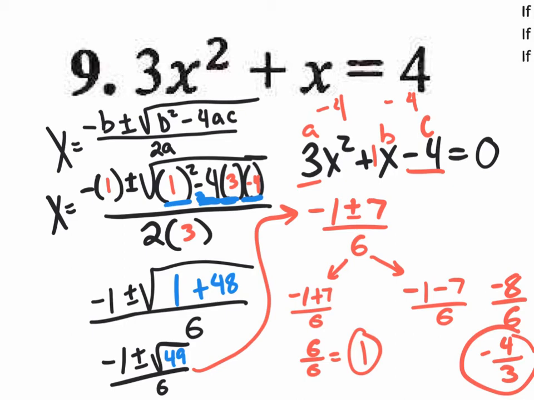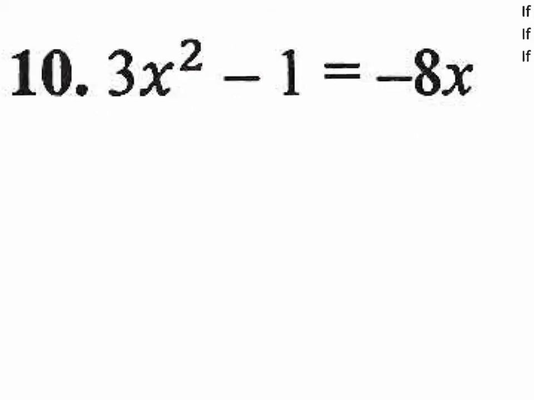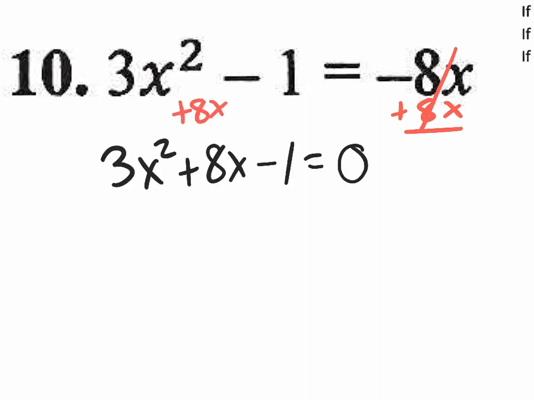Let's practice some more. Similar to number 9, it's not set equal to 0. So let's do that first before writing out the quadratic formula. Plus 8x on both sides. You can't really add it, you're just going to rewrite it all. And of course, now you can identify A, B, and C, where A is 3, B is 8, and C is negative 1. I could write the quadratic formula again, but just to save some time and space, I'm just going to do the parentheses.